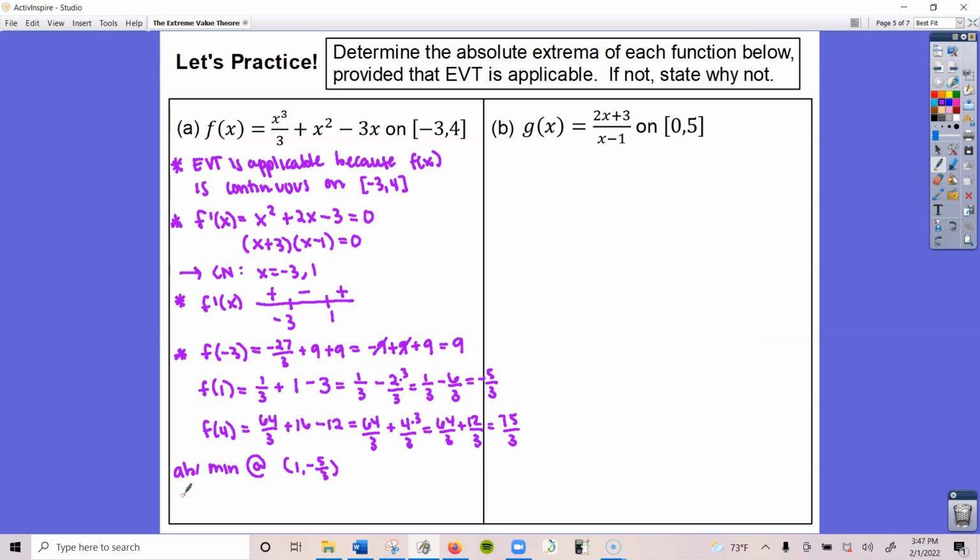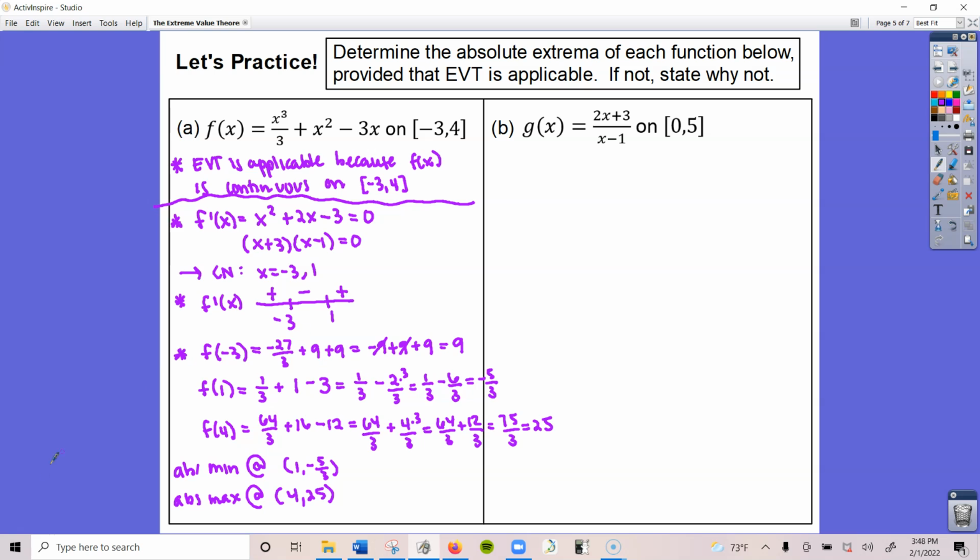Now for my absolute maximum, I have here that this value is 9, and 75 divided by 3 is 25. This is going to be my absolute maximum. So I have an absolute maximum at 425. Now we do not need to justify these answers, simply because stating that EVT is applicable is my justification for these answers. So I do this at the beginning to establish my work afterwards.